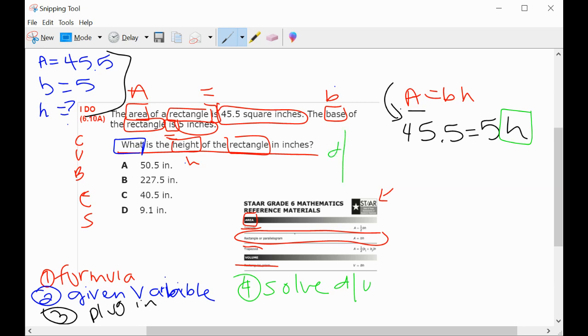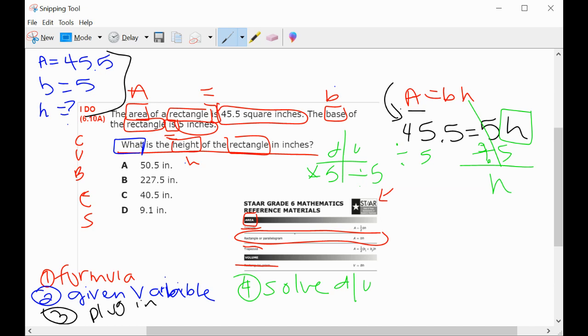I box my variable so I can figure out what is on the same side of the H that we need to get rid of. I see that we multiplied by 5. What's the inverse of multiplication? Division. So we have to divide by 5 on both sides. Well, I know that 5 divided by 5 is just going to be 1, which means I have 1 H. Okay, so H is alone. Now I have to do 45.5 divided by 5.